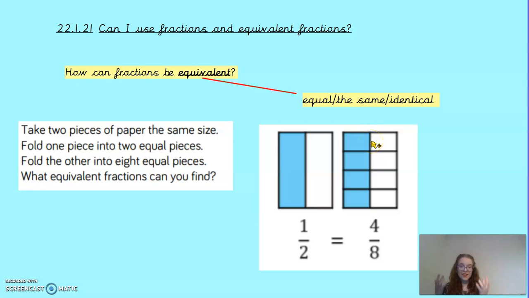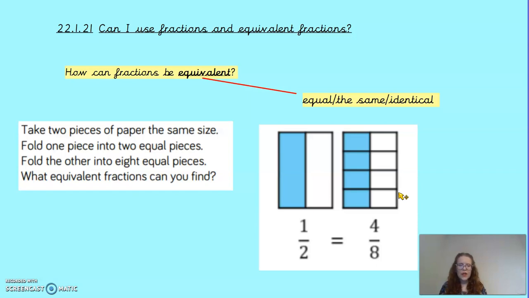Now, the pieces of paper are exactly the same size, so they're the same whole overall. The whole is equivalent to 1. But here, 1 over 2 is the same as 4 out of 8. It looks exactly the same because it is the same. It's just being represented by different numbers.